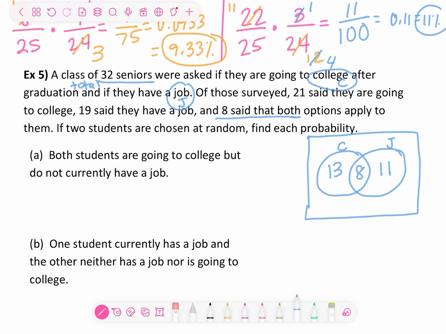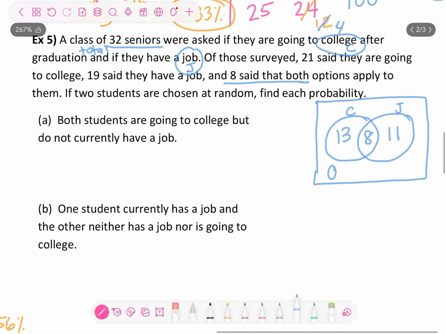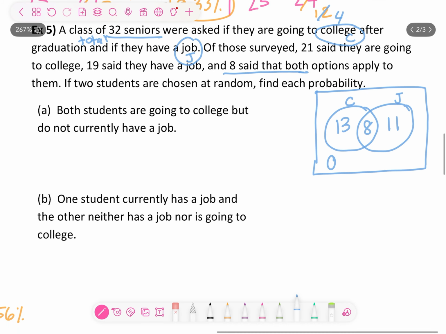Okay, so that means that there's 0 out here because all of them are accounted for, right? Every single person said they either have a job or are going to college, or both. So there's 0 on the outside of that. Perfect.